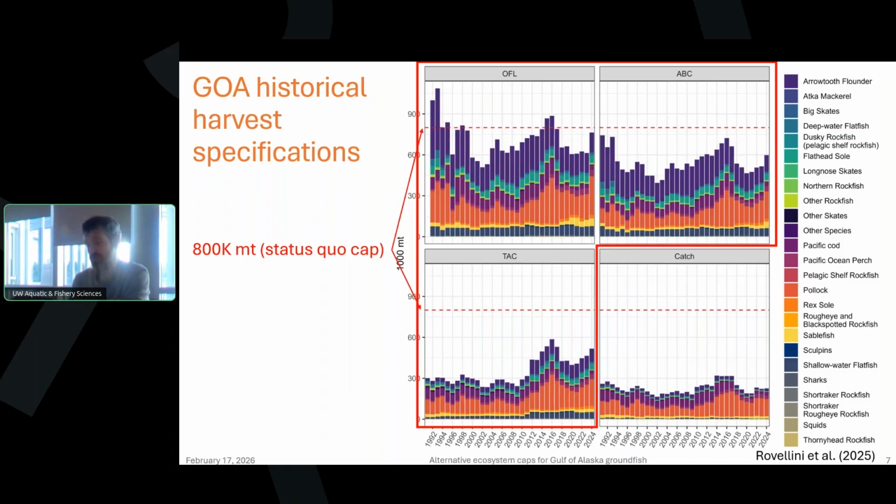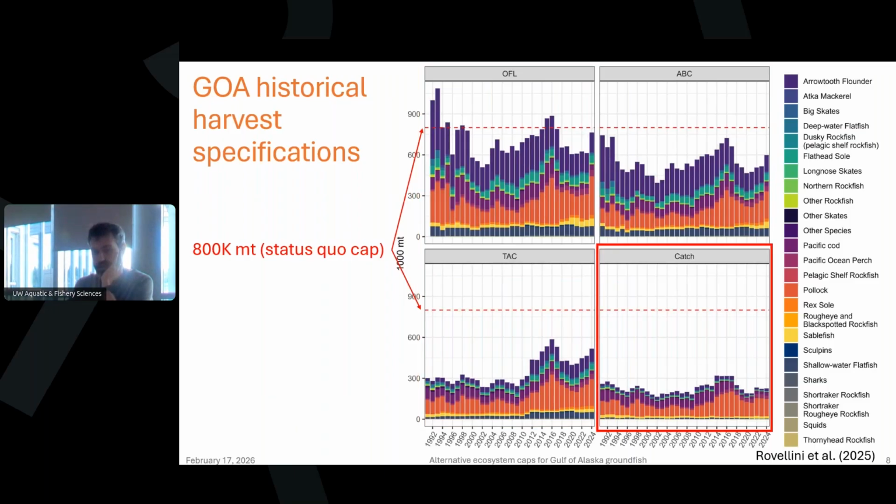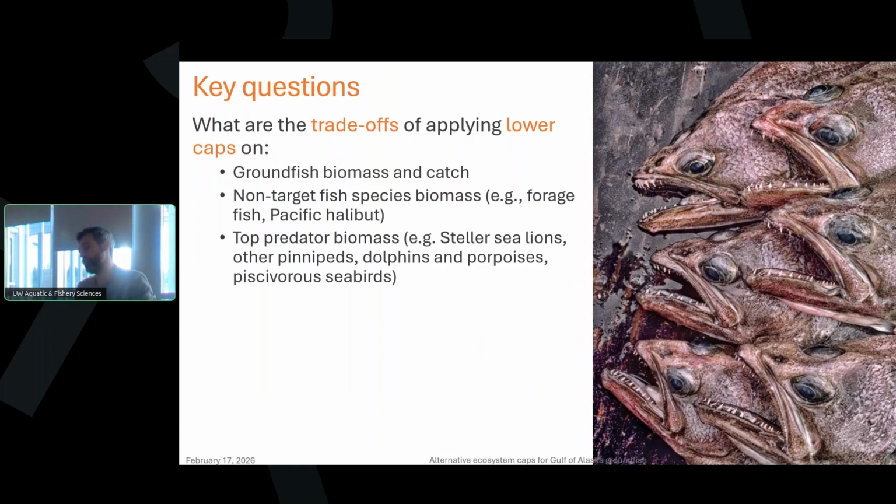Right, so that's a bit of an overview of the status quo, essentially, of what the cap does in the Alaska system. So what do we look at? Where do we go with this?